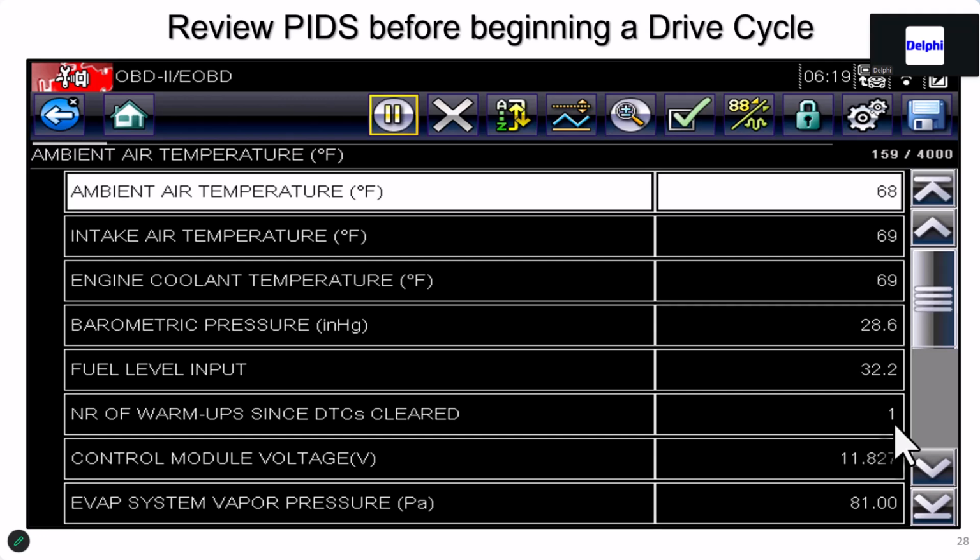Control module voltage, absolutely critical. Make sure you're getting proper charging system voltage, because if not, things like O2 heater test, EVAP test, key off, will not run. And your system pressure for EVAP. Always check that. I'll show you in a follow-up class what can happen when EVAP pressure is skewed at key on engine off, and how it can affect all the monitors from running except for EGR. So you've got to look at these things before you do anything. This is your checklist, and then move on.